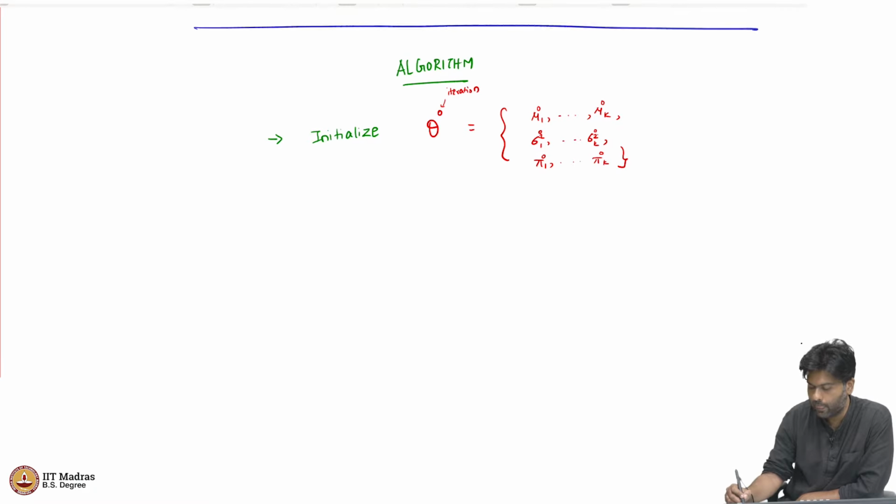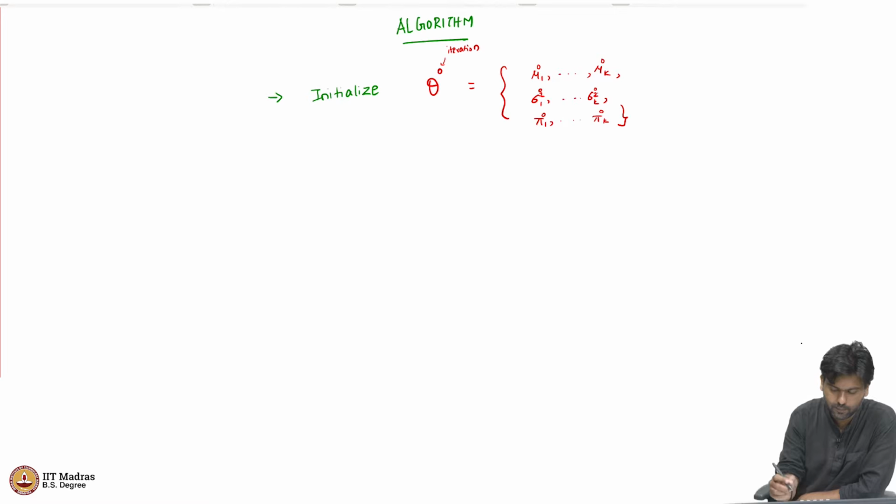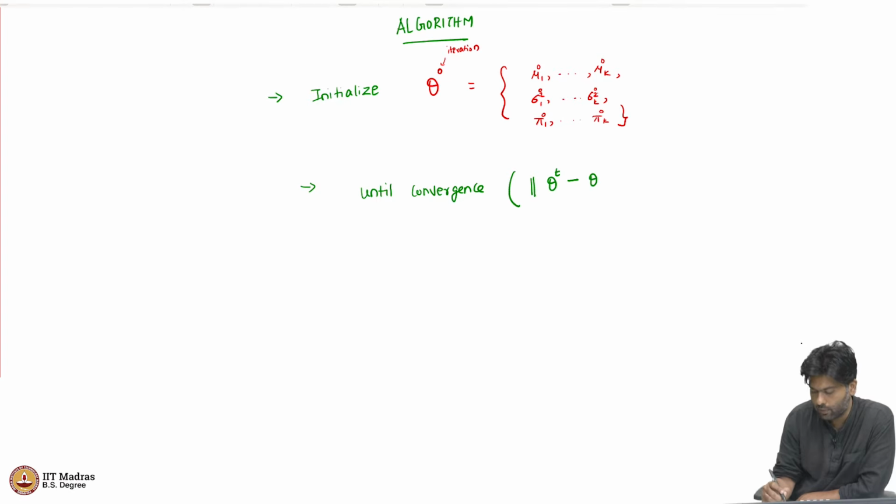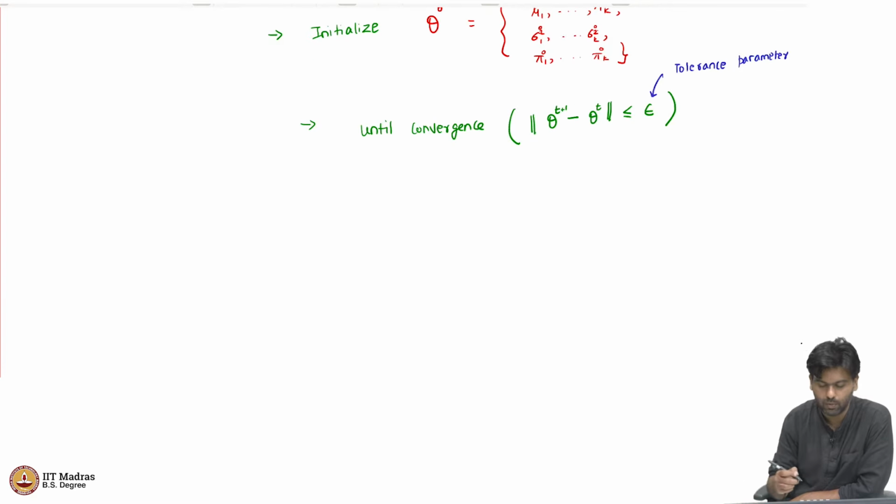Now, the algorithm does as follows. Until convergence, and the way we are going to think of convergence here is that our parameters theta t plus 1 minus theta t, the norm difference, is not too much. This is some tolerance parameter that we are allowed to tolerate. If your parameter estimates do not change too much, then you stop the algorithm. It could be 10 power minus 3 or 10 power minus 2 depending on what you want to run.